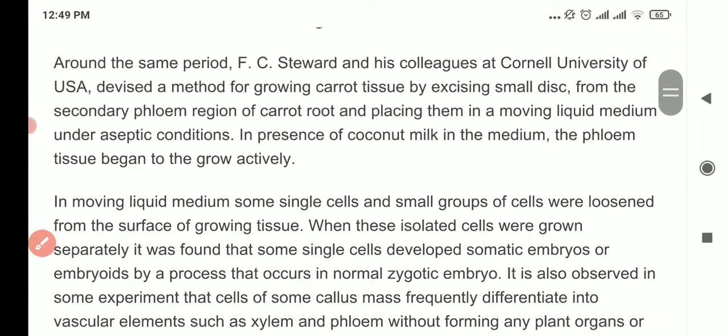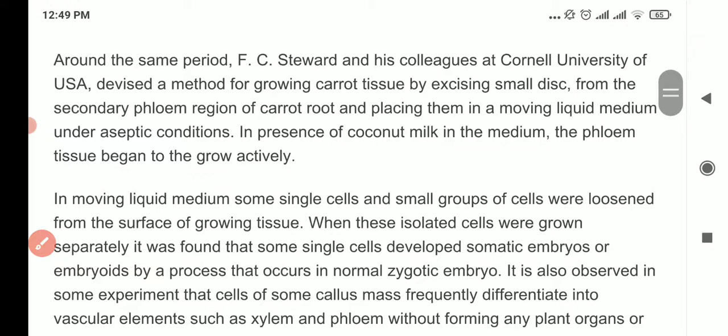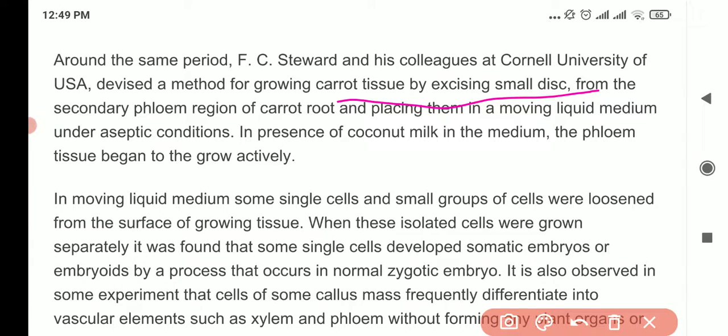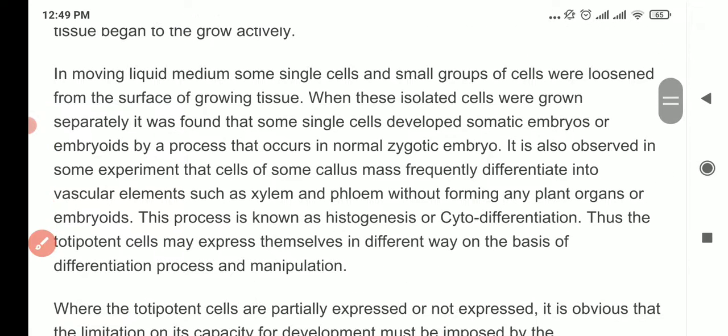Then let's continue. Steward at Cornell University, US, grew carrot tissues by removing a small disc from the phloem region of the carrot root, and he placed it in a moving liquid in aseptic, lab conditions. With the presence of coconut milk in the medium, the phloem tissue began to grow actively. In the moving liquid medium, single cells and small groups of cells were loosened from the surface of the growing tissue.